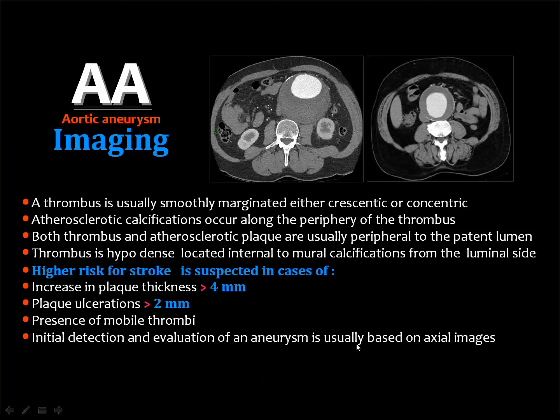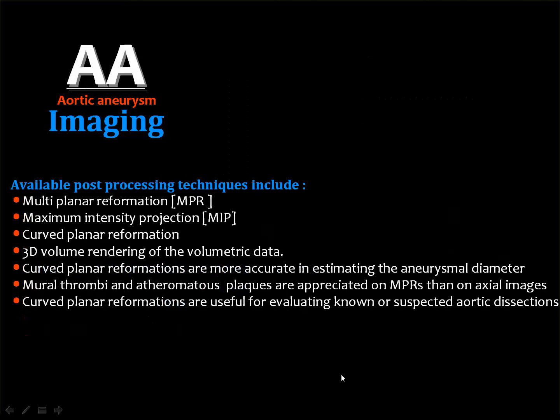Then the higher risk for a stroke is suspected in cases of increased plaque thickness of more than 4 millimeter, plaque ulceration of more than 2 millimeter, and the presence of mobile thrombi. The initial detection and evaluation of the aneurysm is based on the axial images. But of course, we need the reformatted images for the measurements that I will mention immediately. There are many techniques for reformatting the images.